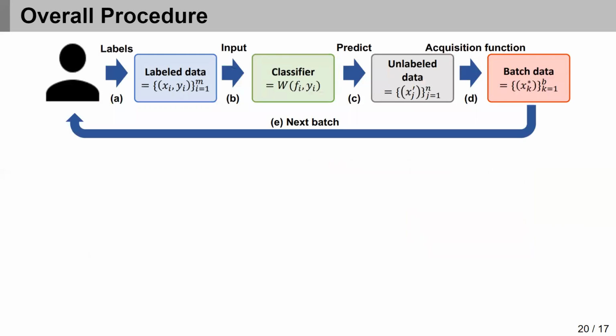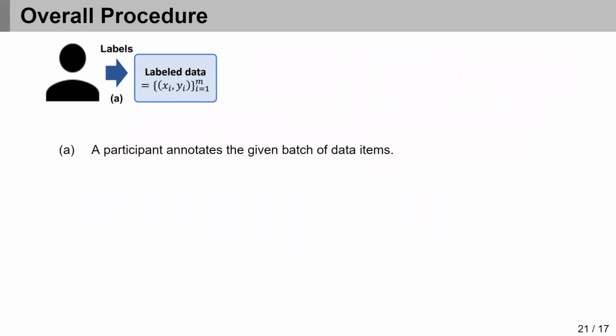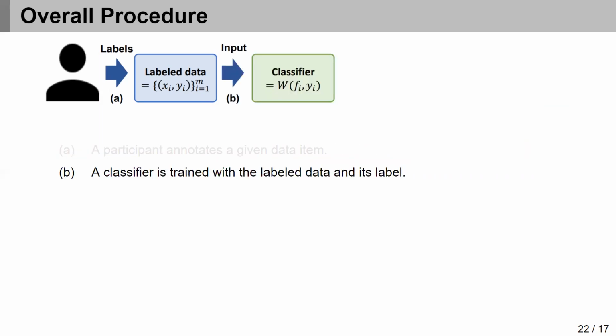Now we have the overall procedure of our study. First, a participant annotates the given batch of data items. Then, the labeled data items and their labels are given as input to train our classifier. Here, we use the SVM classifier.